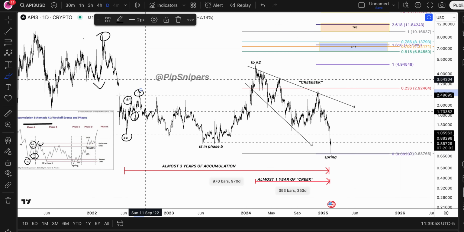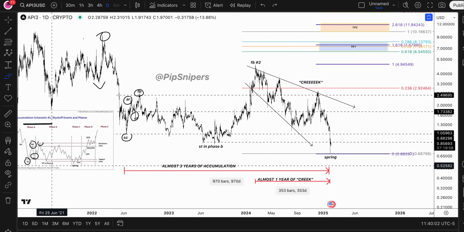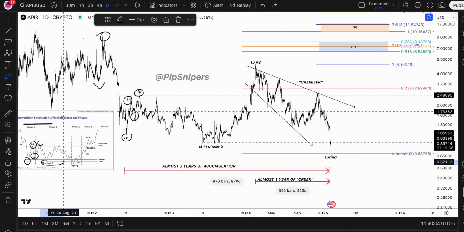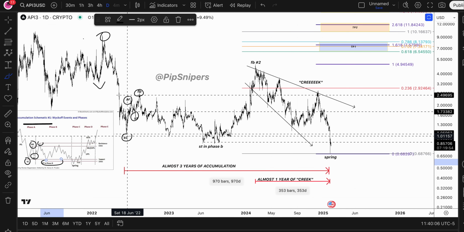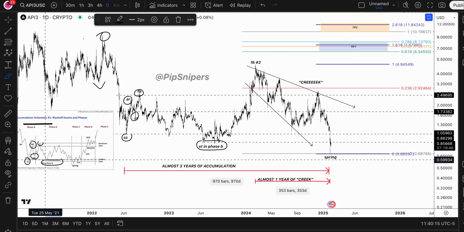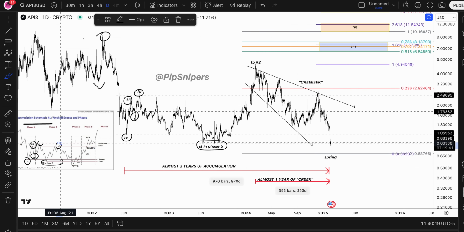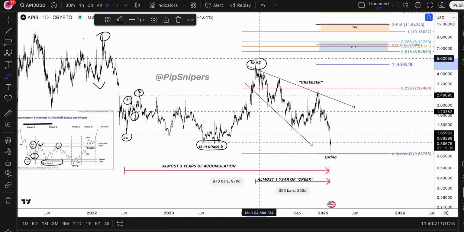So after your first failed breakout, you come down for your secondary test in phase B, sweeping your secondary test or your selling climax. And we did it right over here. This is your secondary test in phase B. Okay. Then we come up one more time for your second failed break. This is your second failed break.